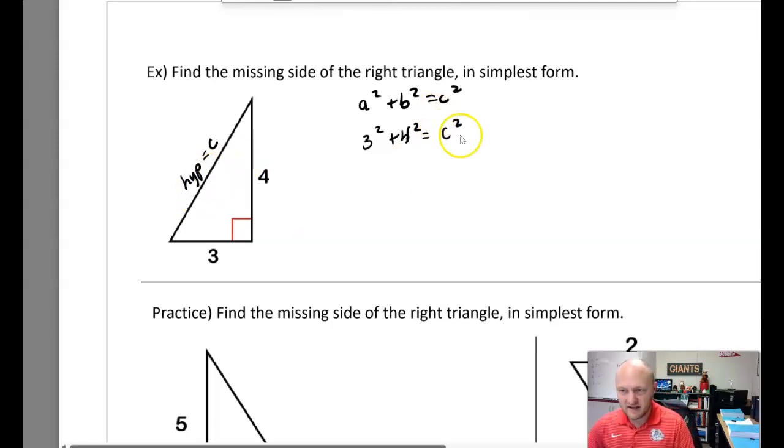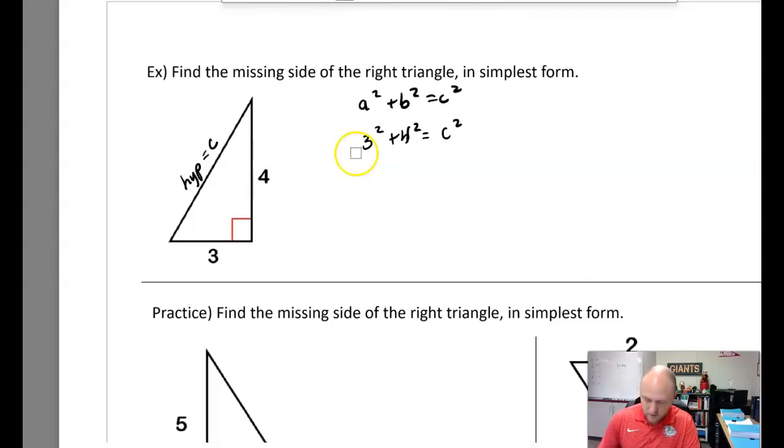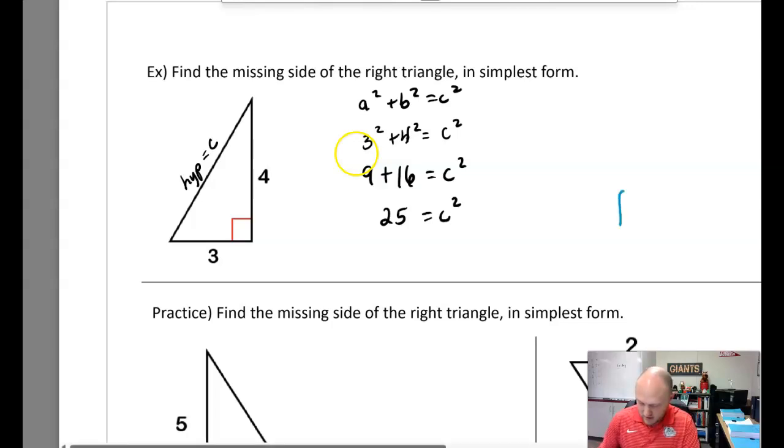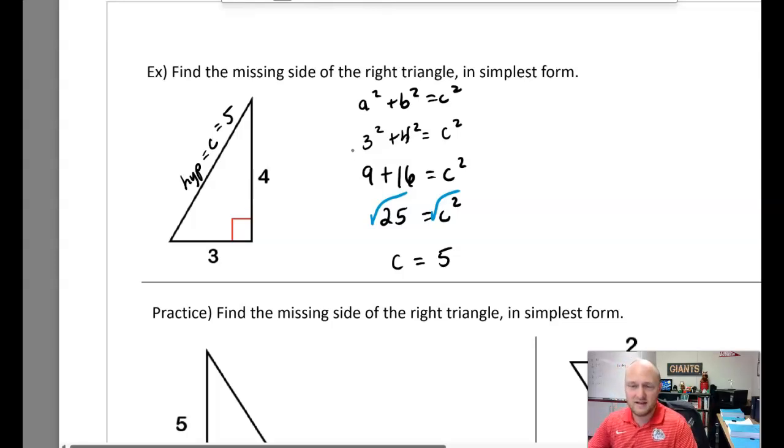If you want to call this side x, that's fine. You can do that. We'll go ahead and compute. 3 squared is 9, plus 4 squared is 16, equals c squared. So we get 25 is equal to c squared, and we can go ahead and take a square root, and so we get c is equal to 5. Again, this is equal to 5. Okay, that is the Pythagorean theorem.